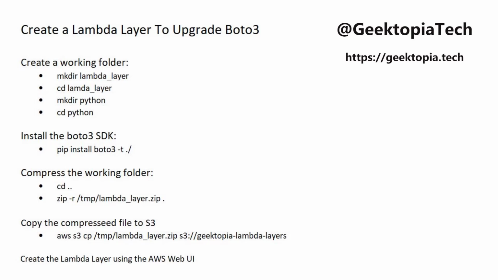Today, we're going to create a Lambda layer for Python that'll be used to update the version of the Boto3 SDK in your Lambda function. To accomplish this, we'll start by creating a working folder, and next we'll install the Boto3 SDK using the pip package manager. I'll then compress this working folder and use that compressed file to become our Lambda layer. Let's get started.